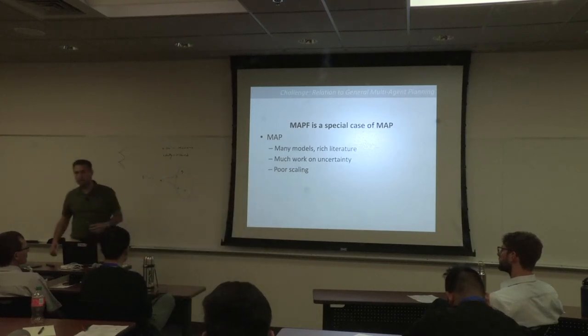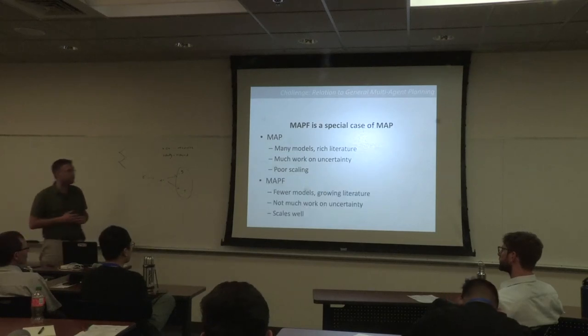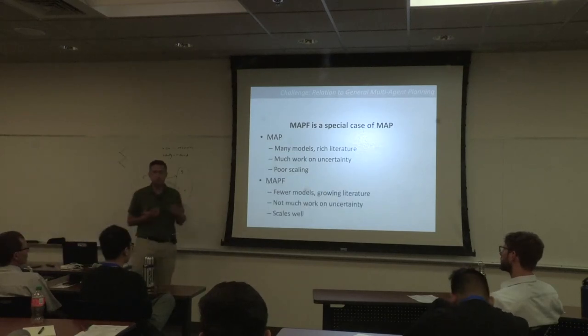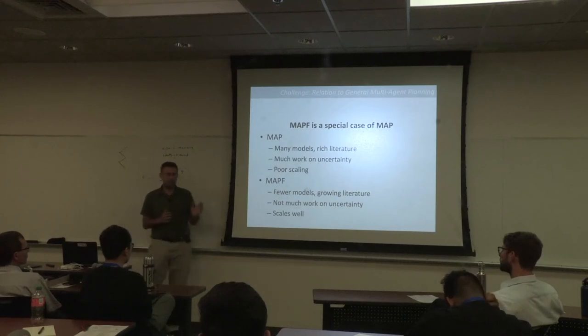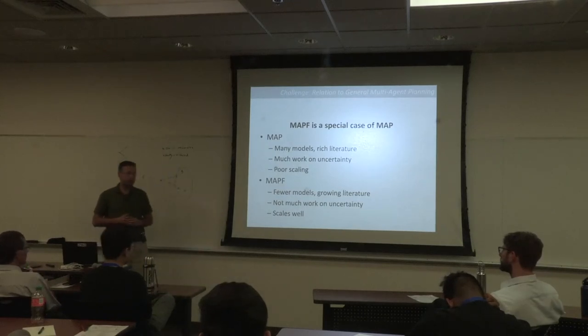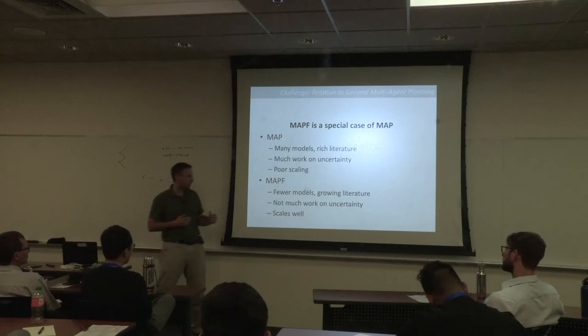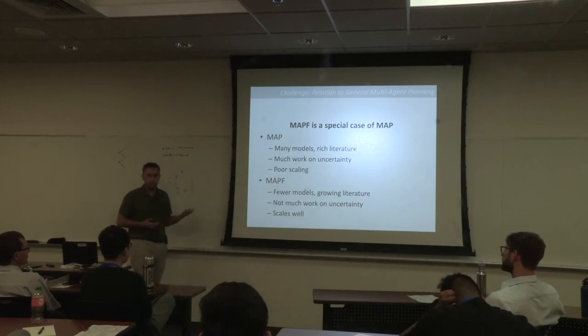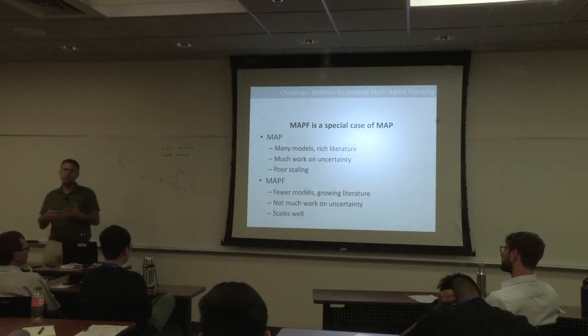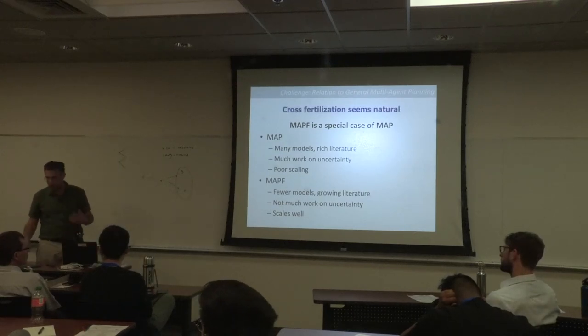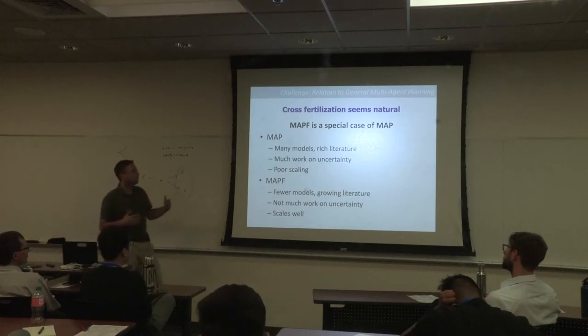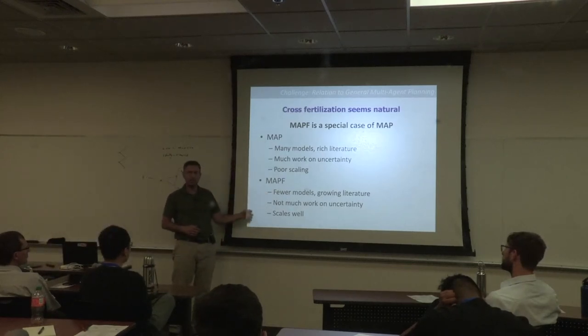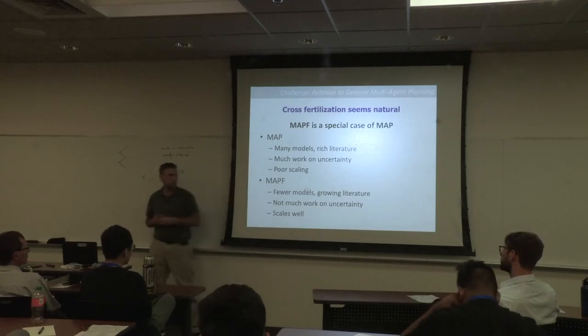On the other hand, multi-agent pathfinding is a relatively newer, I would say, field. There are fewer models. Most work has been done on the classical, discrete, everything is nice, but this is growing. There is not a lot of work on uncertainty. There is some work by Glenn Wagner on UM-star, but not a lot of work on that. However, we do scale well to more than 100 agents. So it's very interesting, I think, especially in ICAPS, to think about how to cross-fertilize, how to take ideas from richer models to MAPF, and some of the algorithms from MAPF to more general multi-agent planning.